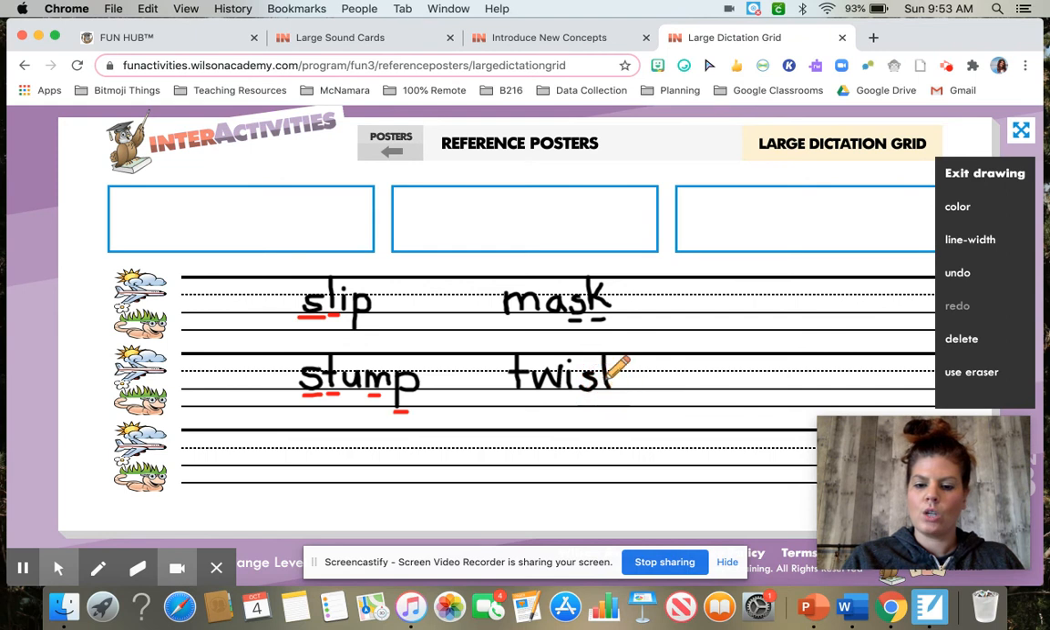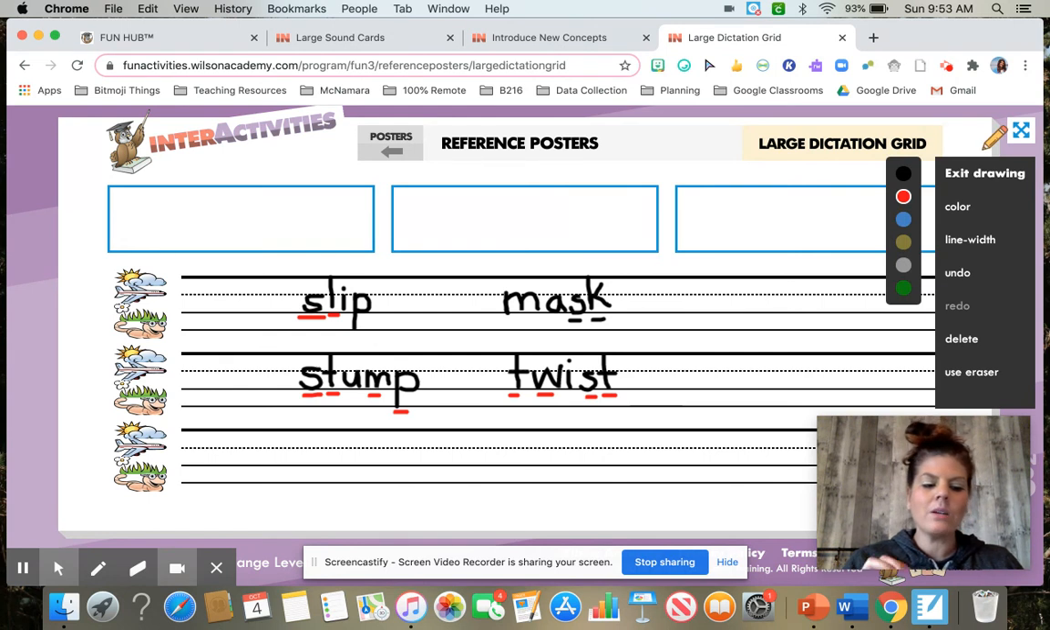T-W-I-S-T. Twist. Go ahead and mark that up, please. T, W, I, S, T. Twist. If you put a little line under your T and W and your S and T, you got it right. Great job. So remember, blends are marked differently than digraphs. When we mark up a blend, each letter in the blend gets its own line. Let's take a look at how we mark up a digraph.